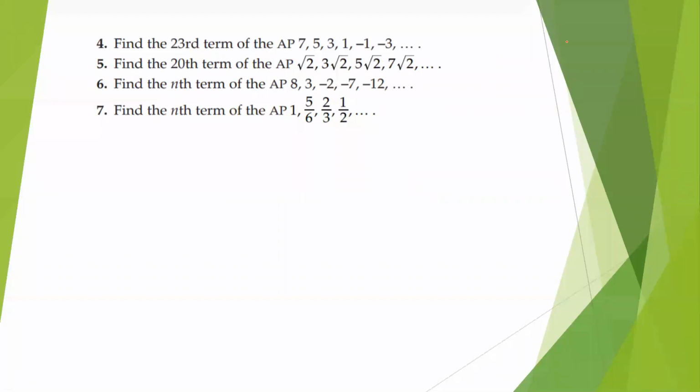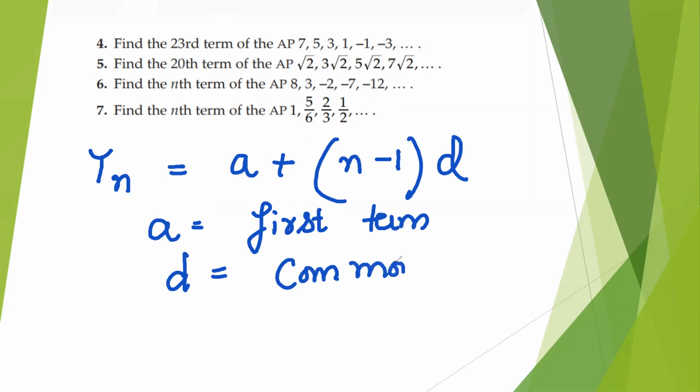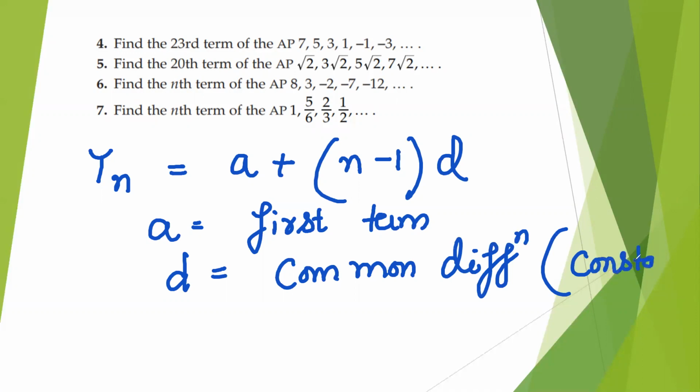So here it says, find the 23rd term of the AP. So when we started, I told you there are only 3 formulas. This is one: T_n equal to a plus (n minus 1) d, where a is the first term, d is the common difference, which is constant, and n is the number of terms.